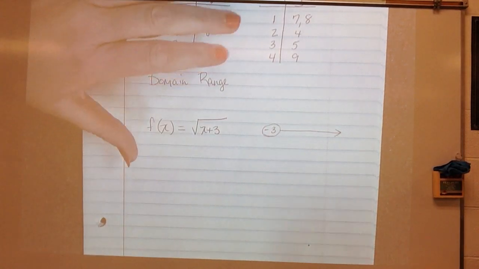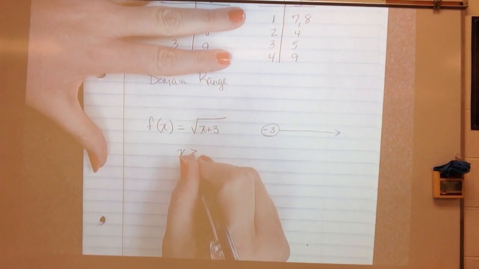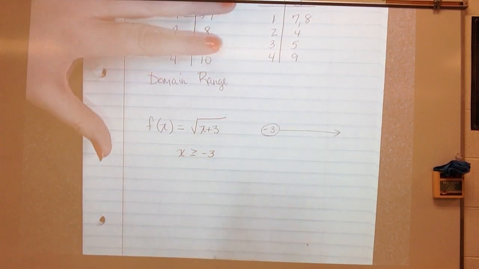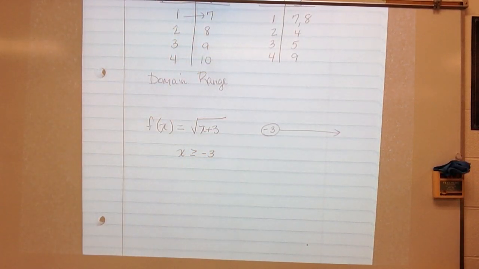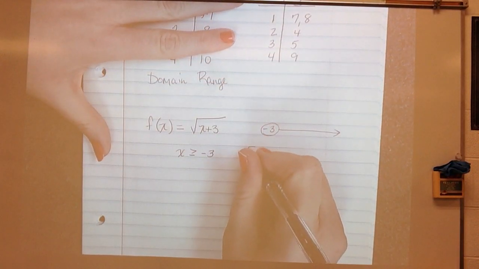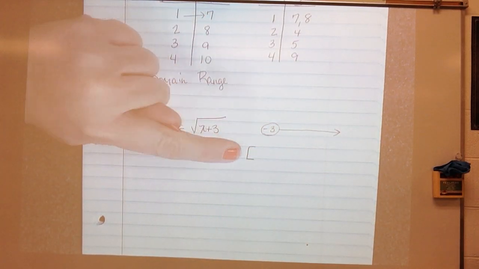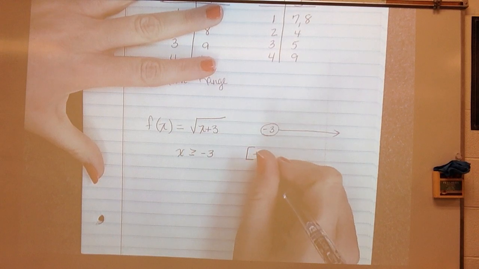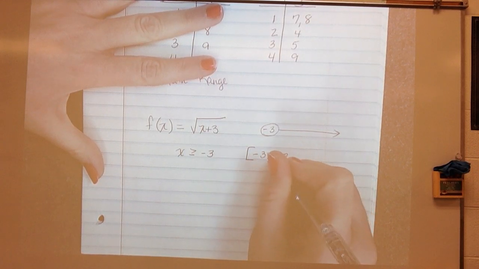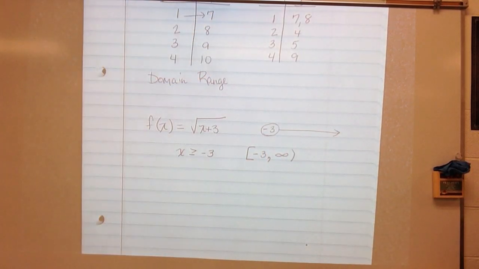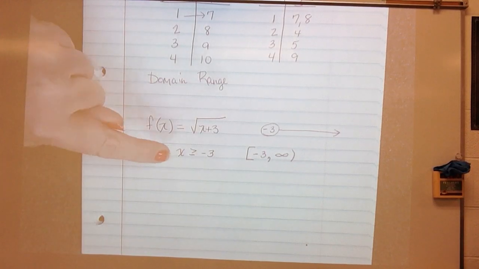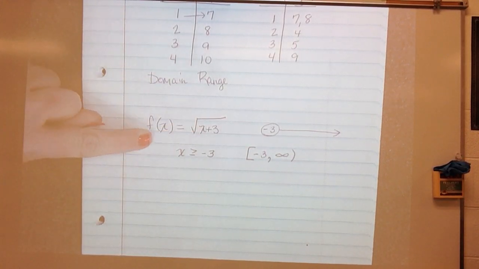So my domain has to be, x has to be greater than or equal to -3. We would write this as an interval like this. -3 is included, so I'm going to use a bracket, and I would start at -3, and I would go to positive infinity. So this is what my domain would be for this function.